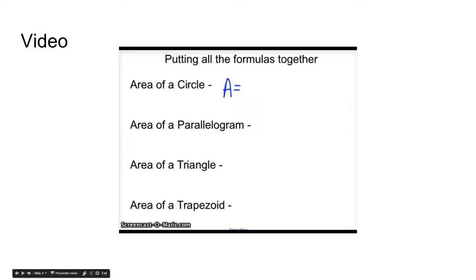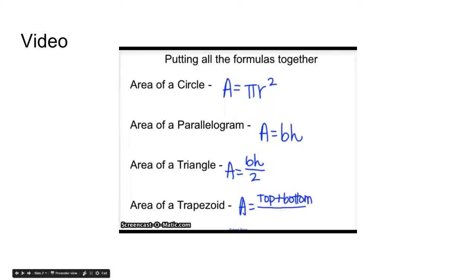The area of a circle is pi r squared. The area of a parallelogram is A equals base times height. The area of a triangle is base times height divided by 2. And the area of a trapezoid is the top plus the bottom, or A plus B, divided by 2, and we're going to multiply that by the height.